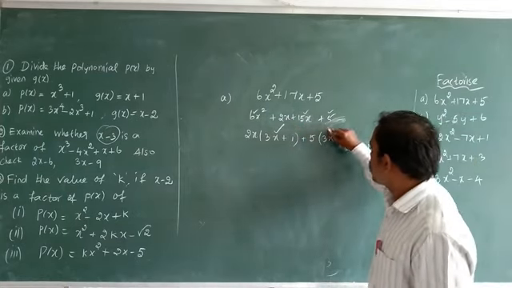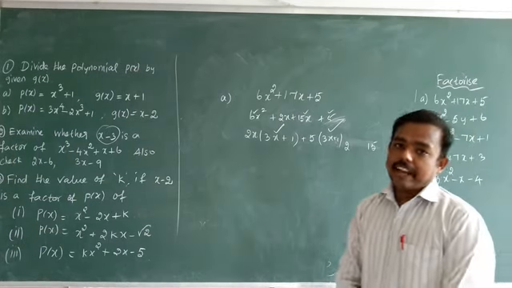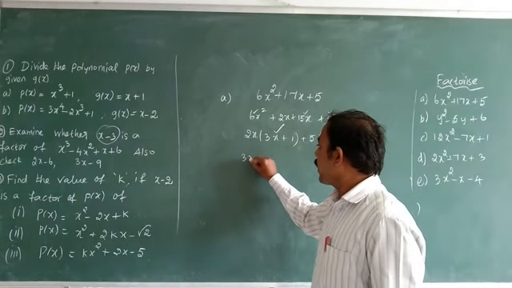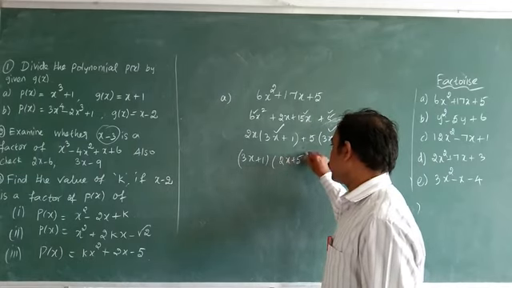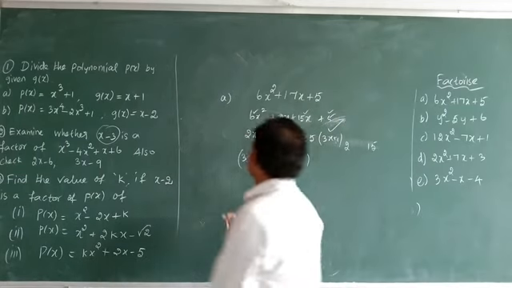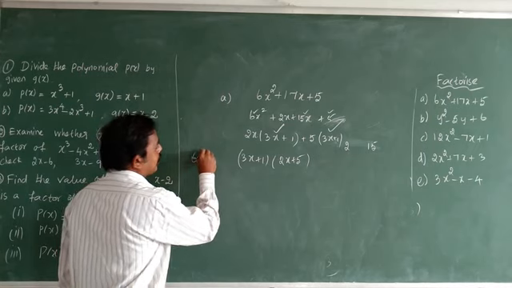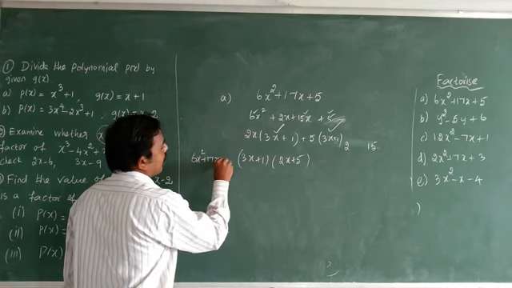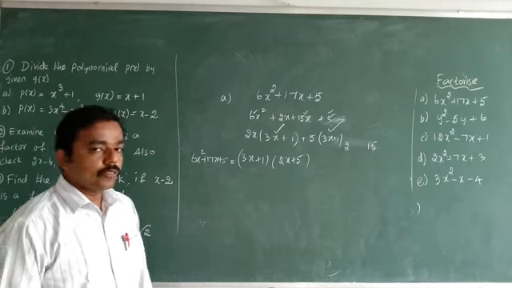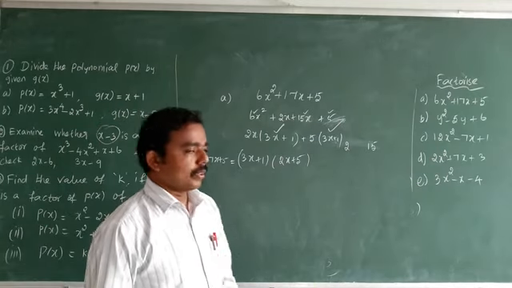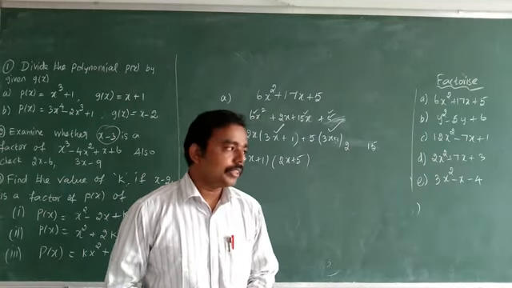Now this is a common factor. We can write 3x plus 1 into 2x plus 5. So now the factors of 6x squared plus 17x plus 5 are 3x plus 1 and 2x plus 5. So like that we need to introduce these numbers. 2 and 15 are the only possibilities.